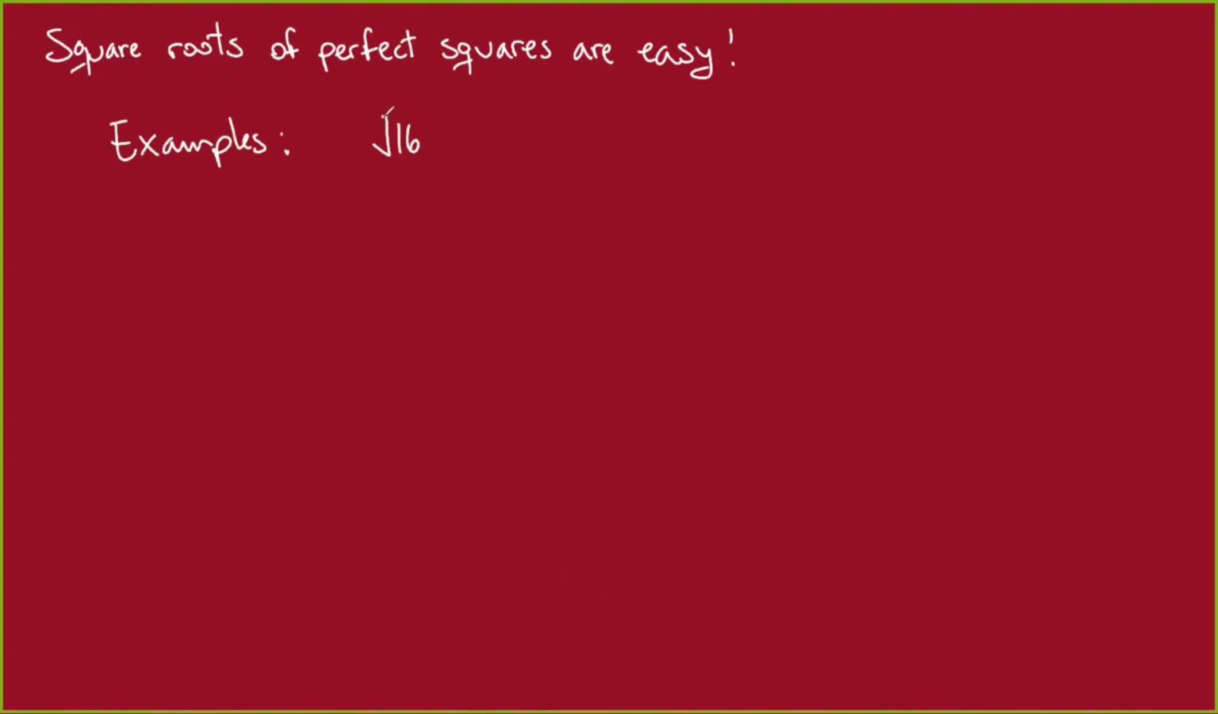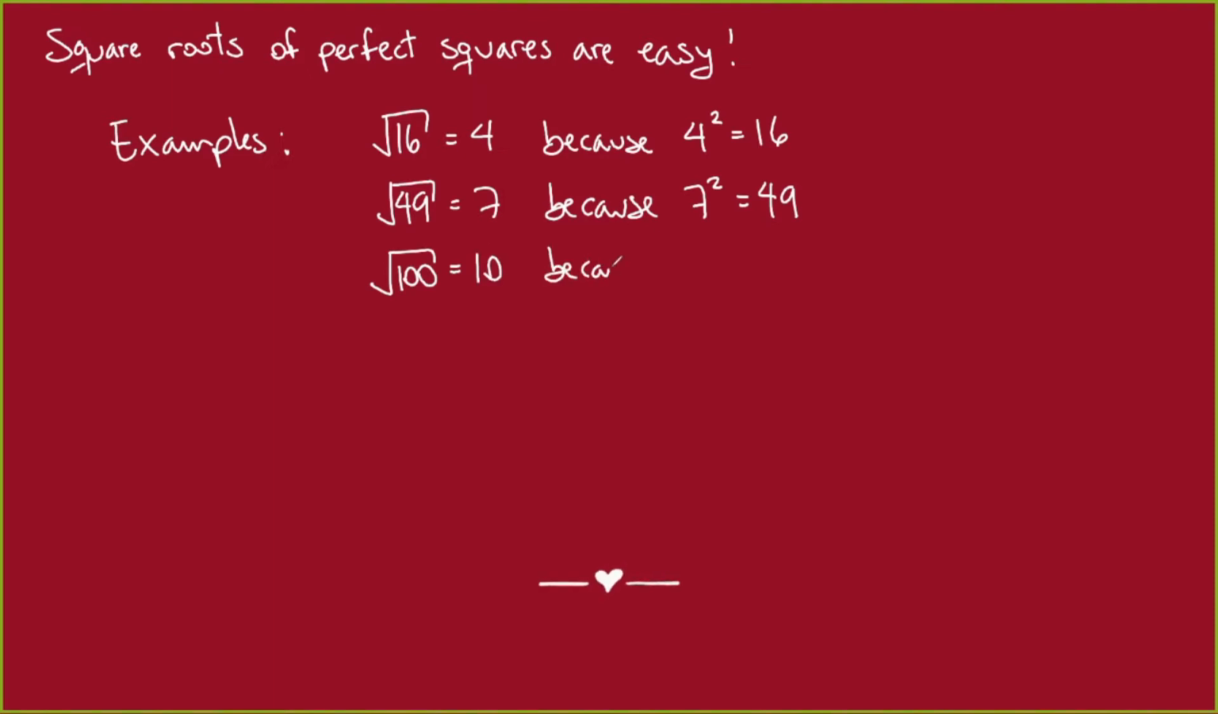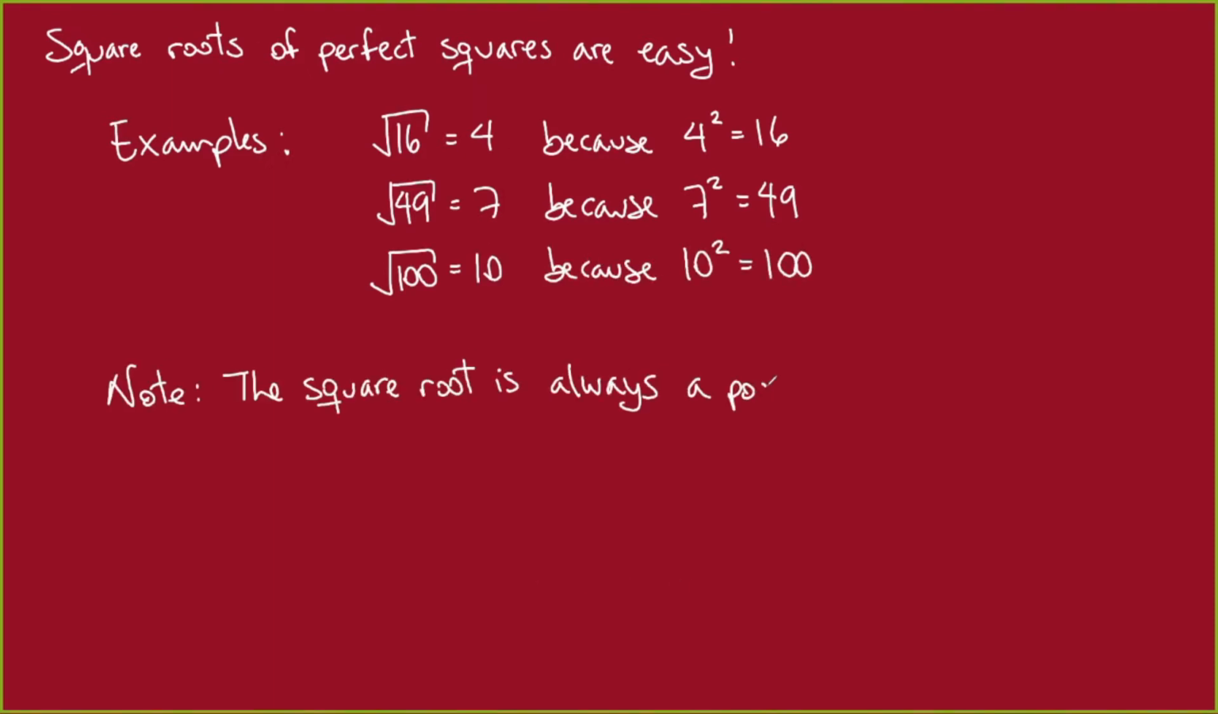The square roots of perfect squares are pretty simple. The square root of 16 is 4, because 4 squared is 16. The square root of 49 is 7, because 7 squared is equal to 49. And let's say the square root of 100 is 10, because 10 squared is 100. And by definition, the square root is always a positive number.